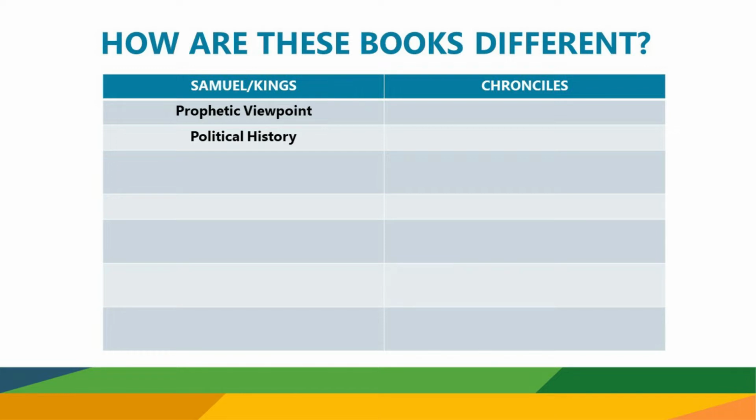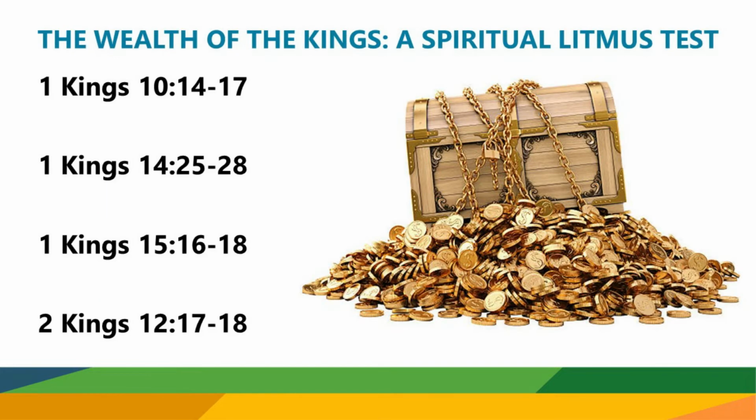So for example, let's go to 1 Kings chapter 10. 1 Kings chapter 10 is the start of a theme that runs all the way through the books of the Kings. And it tells us about how under the reign of a good king, the country prospers and there's wealth everywhere. And then under the reign of a bad king, or when a good king is messing up, we see that the wealth of the country declines. So 1 Kings chapter 10 and verses 14 and 17.